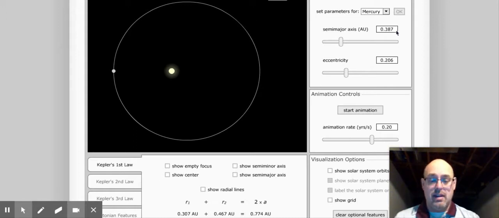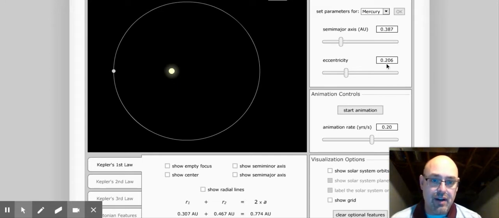I'm going to bring out my handy dandy phone, which also doubles as my calculator today. 0.387 times 2. So that should give you a number of 0.744. Sorry, 0.774. That would be what you put in the first length of the major axis in astronomical units.